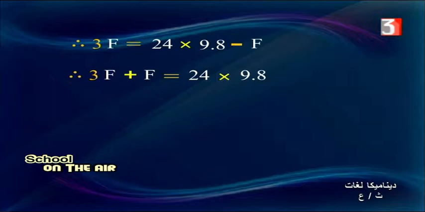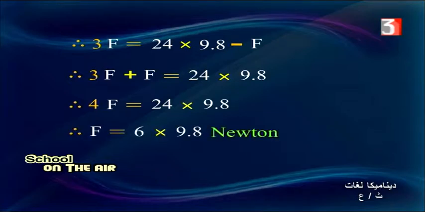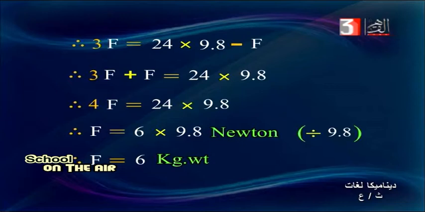3F plus F equals 24 times 9.8, and 4F equals 24 times 9.8. Then divide by 4. The force F equals 6 times 9.8 Newton. Divided by 9.8, the force acting on the body equals 6 kg weight.